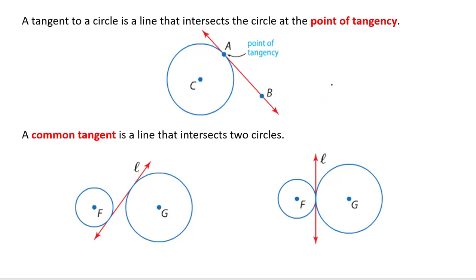So, a tangent to a circle is a line that intersects the circle at one point. It's a point of tangency. A common tangent is a line that intersects two circles. Okay, they have a common tangent.